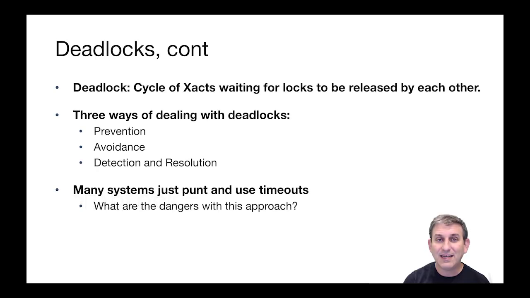So a deadlock is a cycle of transactions waiting for locks to be released by each other. And it's a classic problem in computer scheduling and concurrency control. And there's typically three ways of dealing with deadlocks: prevention, avoidance, and detection and resolution. Some systems don't do any of these things.